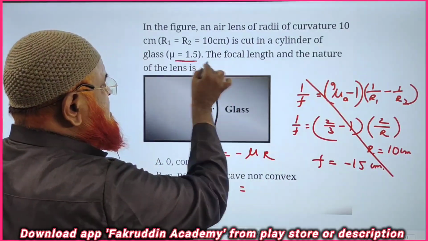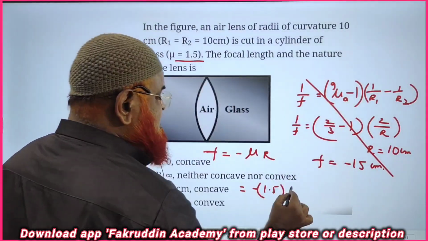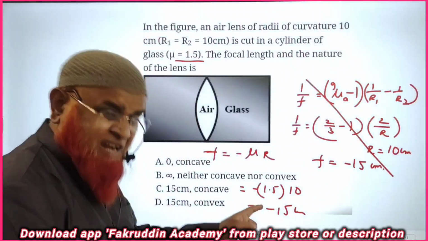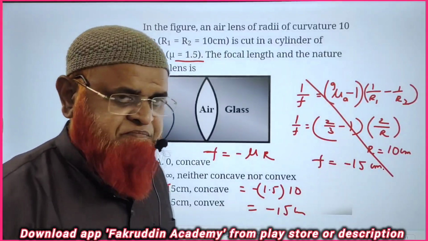Then what is minus mu here? It is minus 1.5 into R. What is that R? 10 centimeters. So directly get minus 15 centimeters. Minus is there means it is a concave lens. That's it. So it's an option.